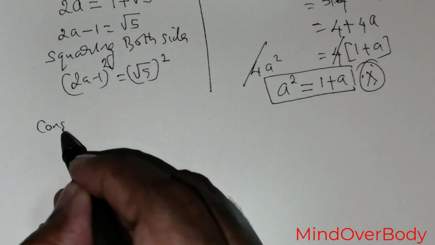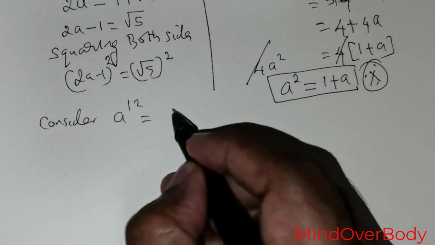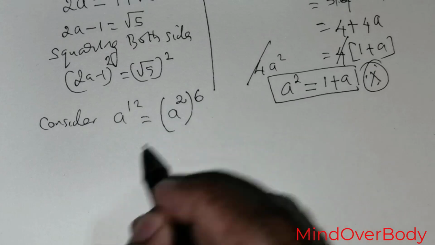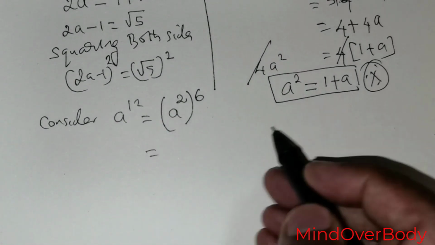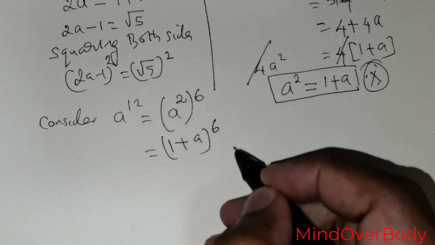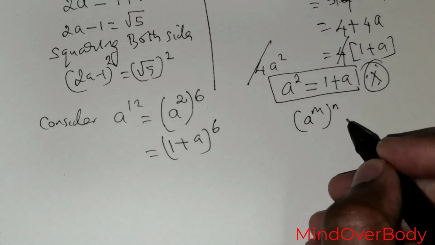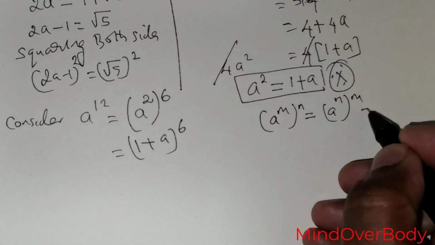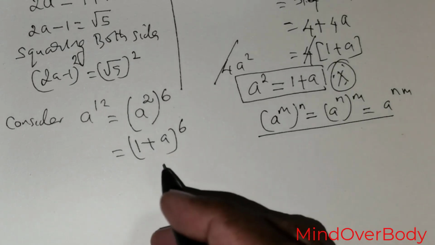Now let us consider the given quantity a raised to the power 12. Now I can rewrite this as (a²) raised to the power of 6. Fair enough, right? Now in place of a², I would like to substitute the value of a², which is 1 + a. Now this is raised to the power of 6. I'm going to use the law of indices. (a^m)^n can be written as a^(mn), or it can also be rewritten as a^(nm). So all of these deductions are possible.